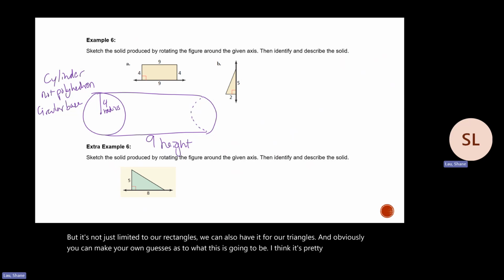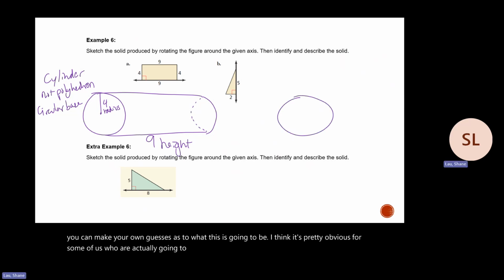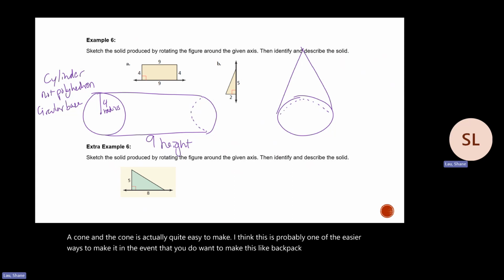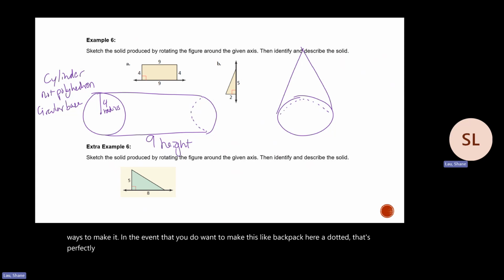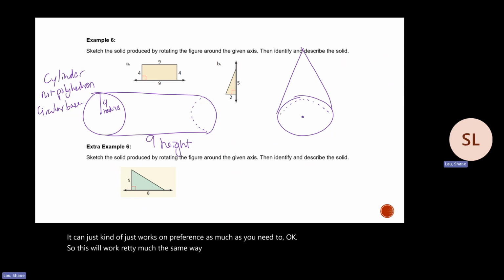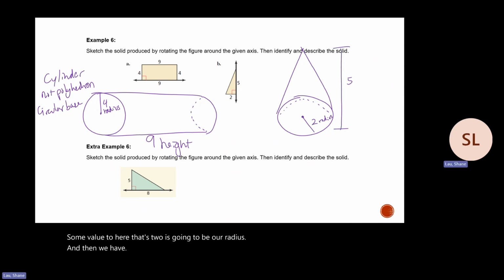I think it's pretty obvious for some of us, but we're actually going to make a cone. And the cone is actually quite easy to make. I think this is probably one of the easier ways to make it. In the event that you do want to make this back half dotted, that's perfectly acceptable. It works on preference. So this will work pretty much the same way. We know that we have some value 2 here. 2 is going to be our radius. And then we have a value of 5. That's going to be our height.